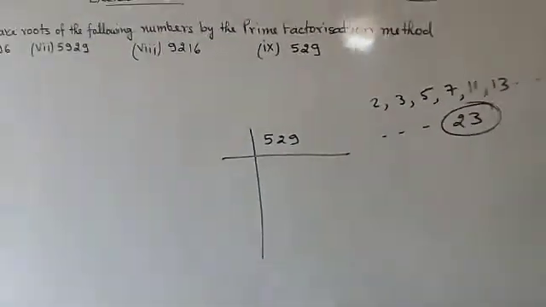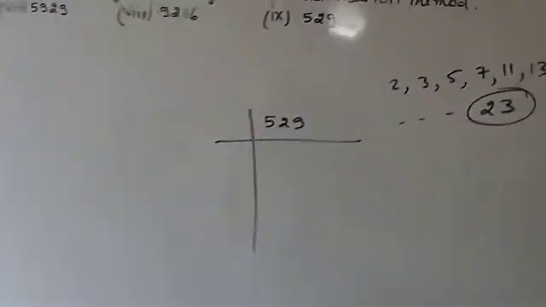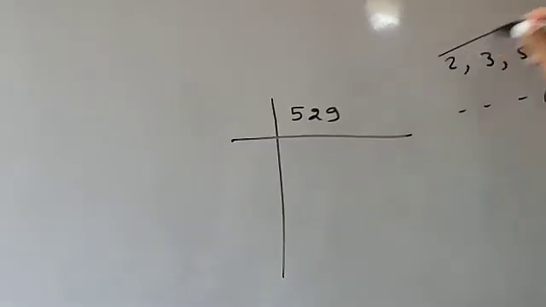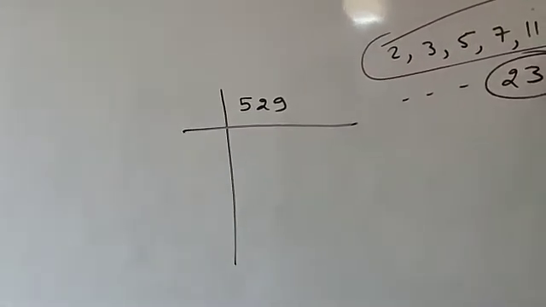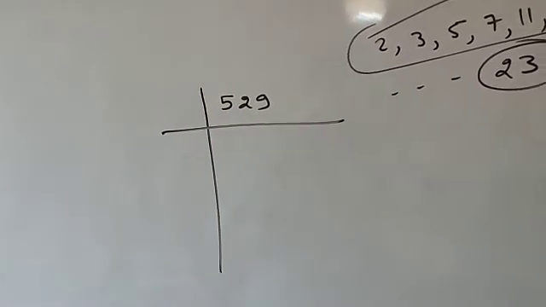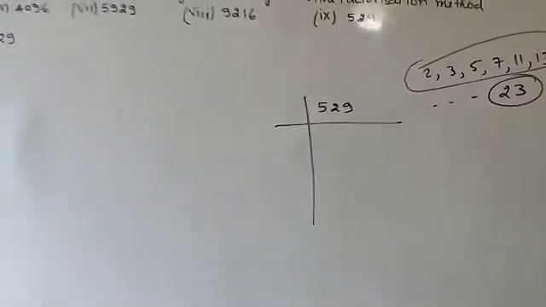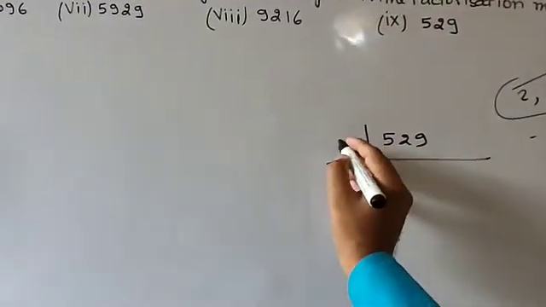So in the prime factorization method, you need to have the patience and you need to check for the prime numbers. From 2 to 13 you can check easily, but after that you need to divide and check, like after 13 you will check for 17, then 19. That will take a little bit of time when you get this kind of number. So that is divisible by 23.